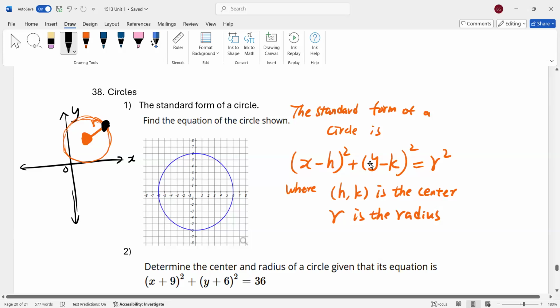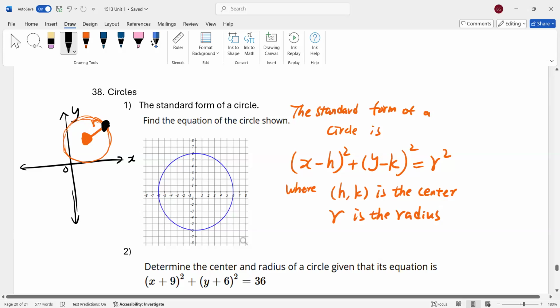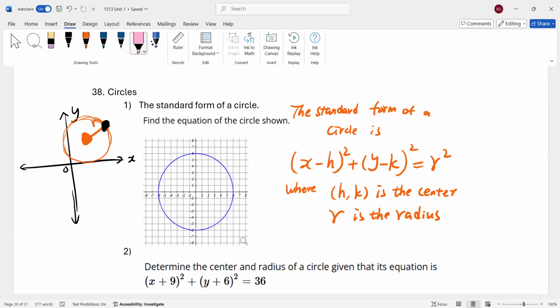We can use the Pythagorean theorem to prove it, but I don't think that helps a lot, so I would just recommend you memorize the formula. x minus h to the power 2 plus y minus k to the power 2. (h, k) is the center, equals on the right side, r squared, the square of the radius.